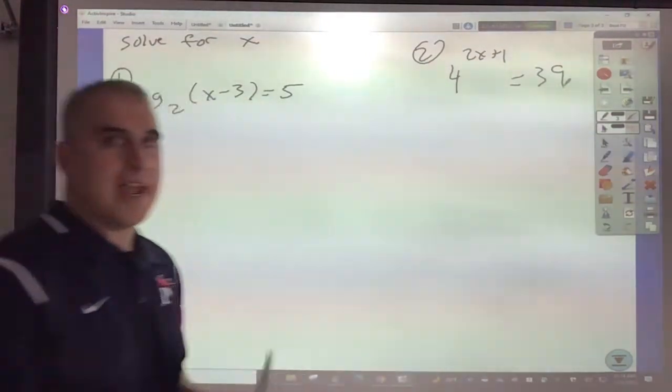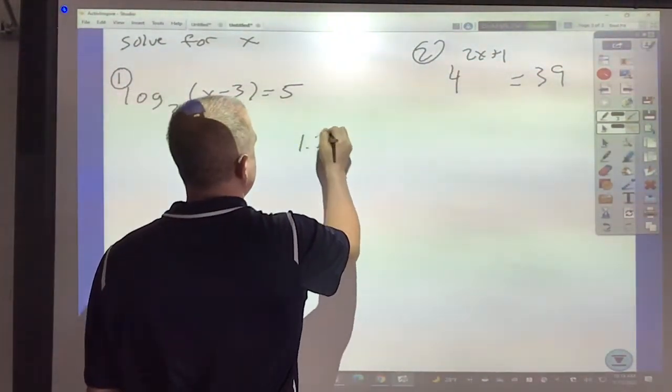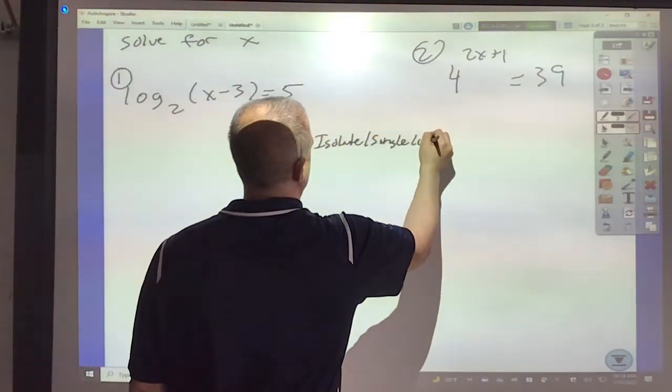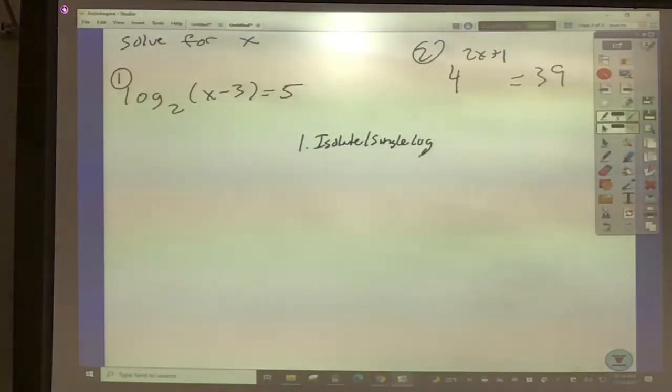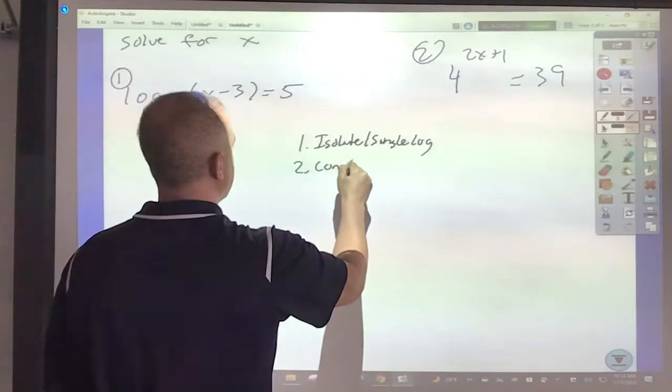Now, what you're going to want to do to start this out is either isolate or write as a single log. We talked about those principles already. Now this is already isolated. What you want to then do is convert to the inverse.